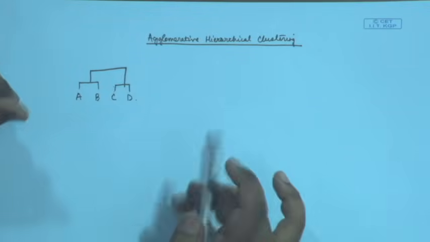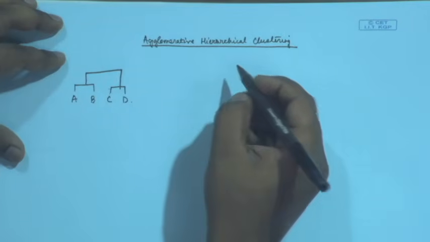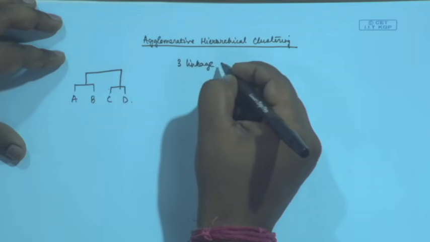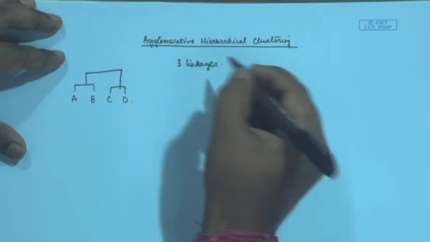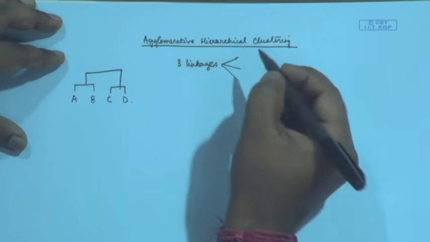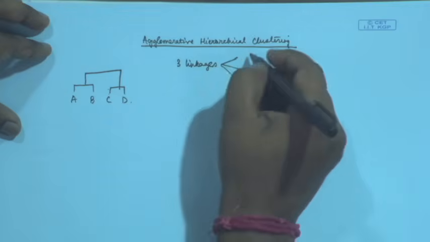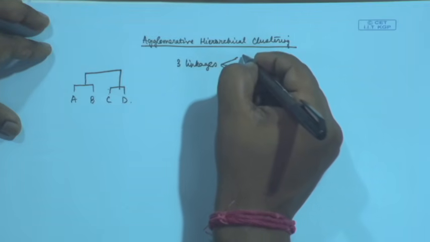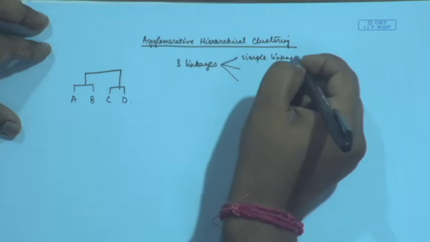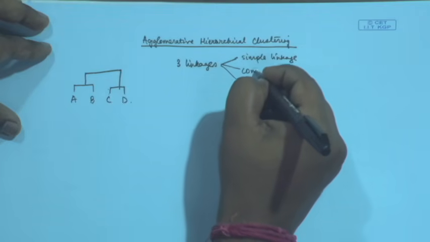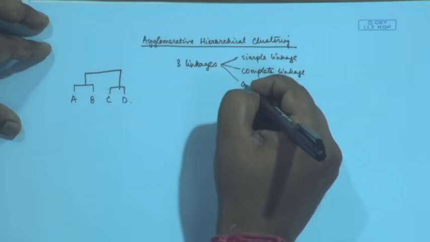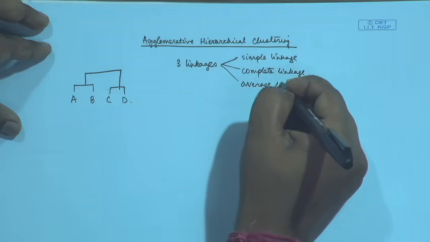Now, in the context of agglomerative hierarchical clustering, there are actually 3 kinds of linkages which are very popularly used. There are more in fact, but let us consider just 3 of them. So the first is called simple linkage, then something called complete linkage, and average linkage. There are some more as well.